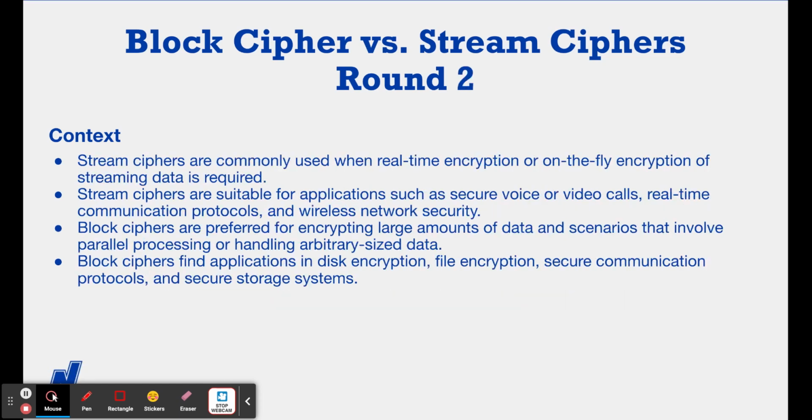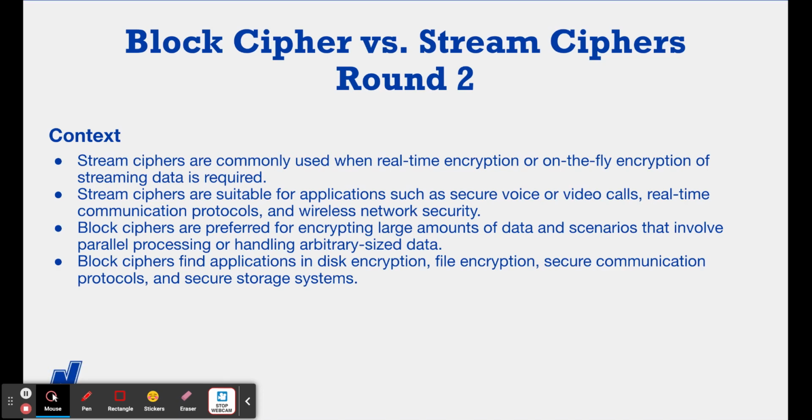So let's think about block ciphers versus stream ciphers, round two. Now let's explore the typical use cases for stream ciphers and block ciphers, as they each have their strengths and applications in different scenarios. Stream ciphers are often employed when real-time encryption or on-the-fly encryption of streaming data is required. Some common cases for stream ciphers include secure voice or video call streams.